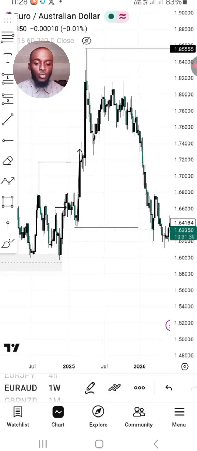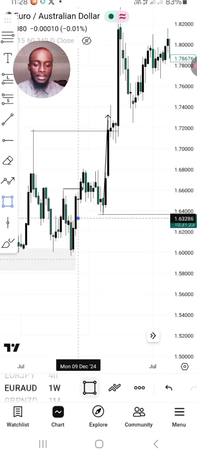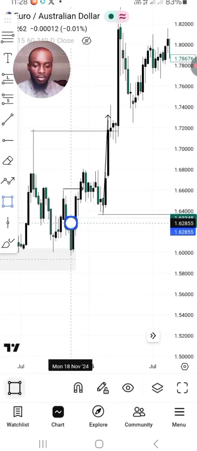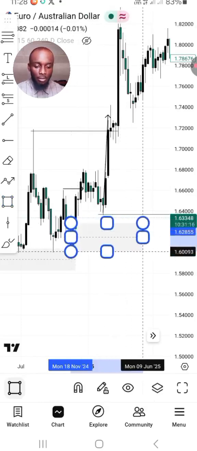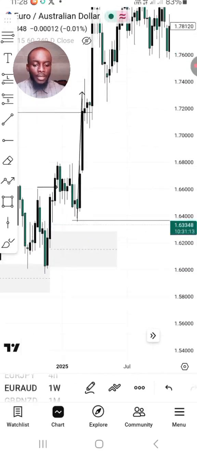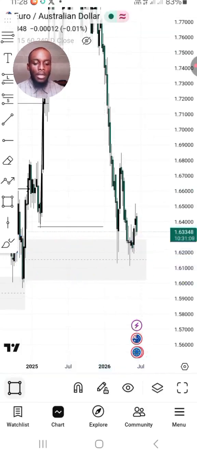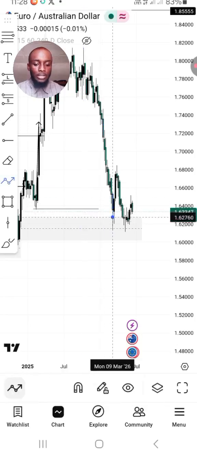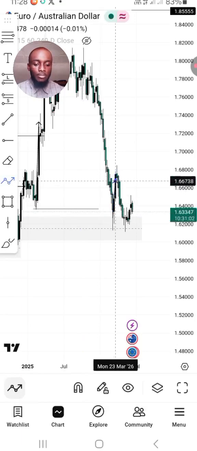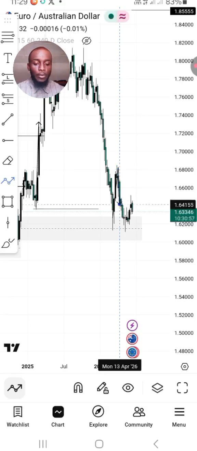Now, if you look closely, there's a demand zone at this point, known as an order block, at this guy here. Let me just mark it out. You see that price came back to this order block, and immediately price tapped that order block. We had this rejection, and we went up and we came down.